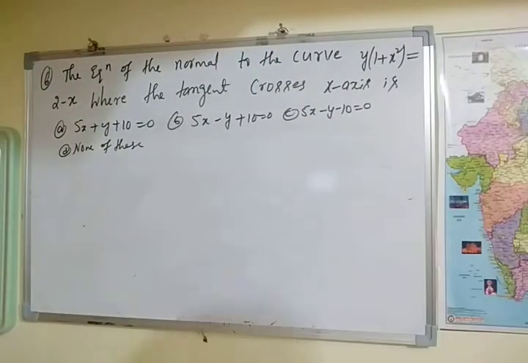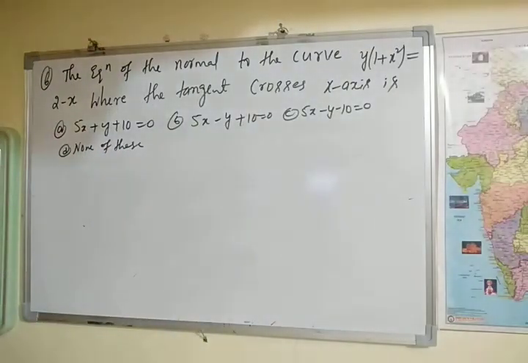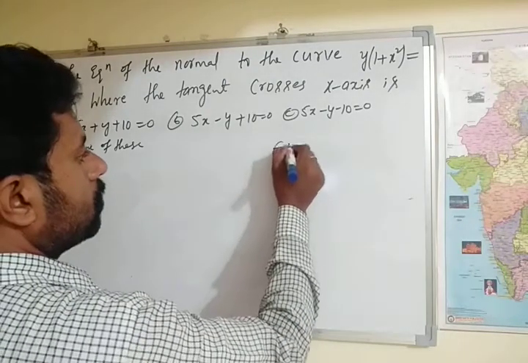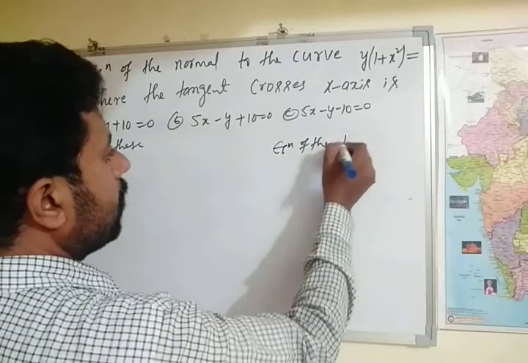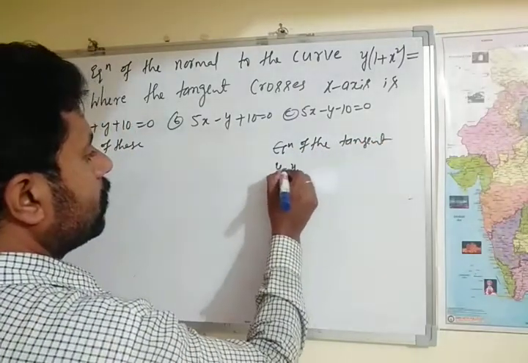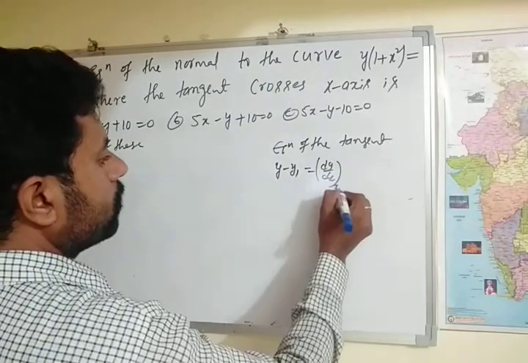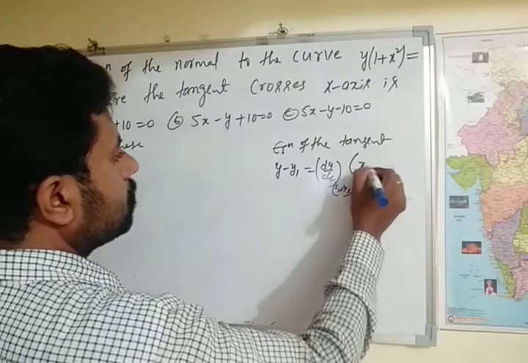So here we have the equation of the normal to the curve y into (1 plus x square) is equal to 2 minus x, where the curve crosses the x-axis. Here we have 4 options. Now, the equation of the normal formula, and another one is the equation of the tangent. The equation of the tangent is y minus y1 is equal to dy by dx at the point (x1, y1) into (x minus x1).